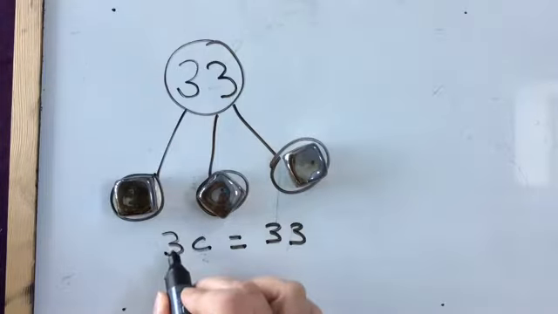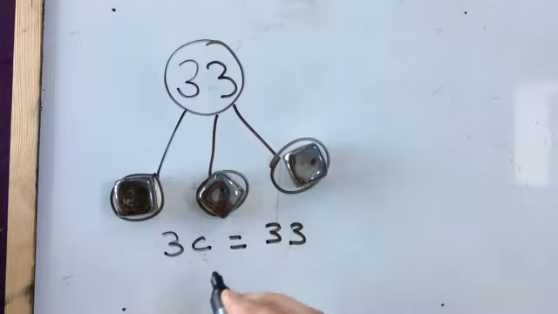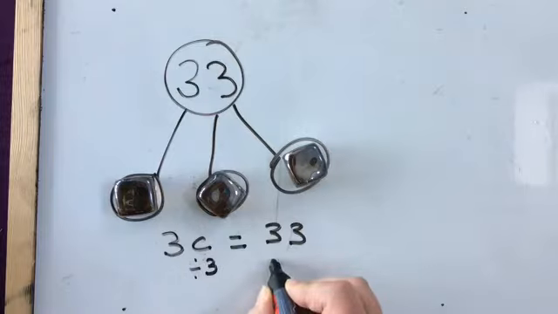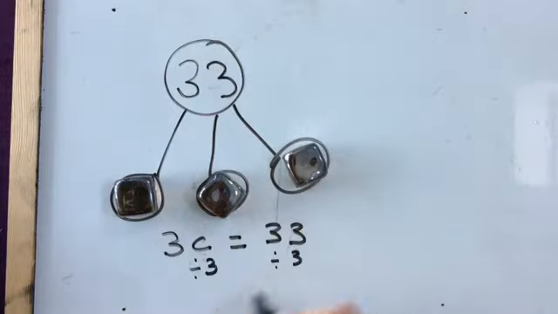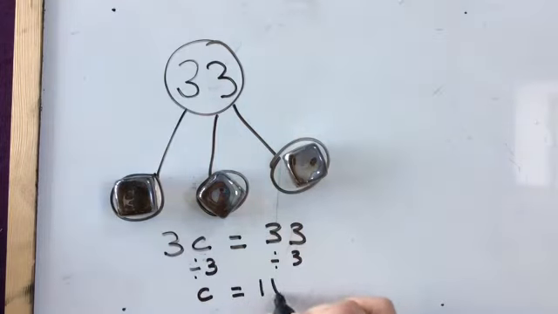So if we've got 3C, that's the same as 3 times C. So we need to divide both sides by 3 to get the value of C. So divided by 3 will give us C, and divide 33 by 3 will get 11. So on this occasion, C equals 11.